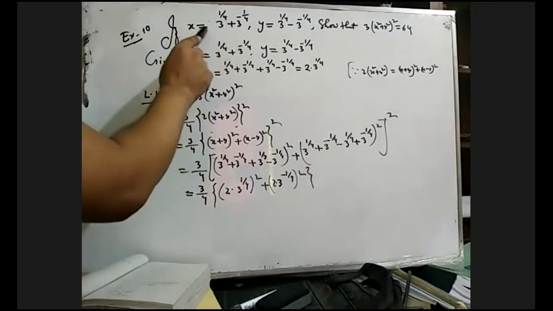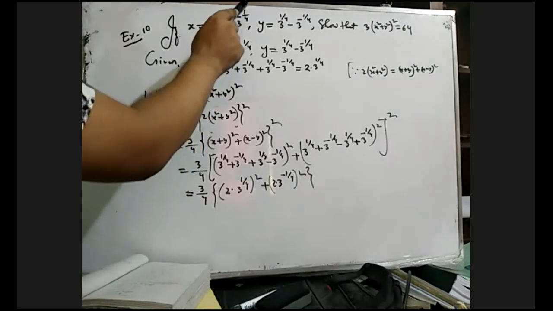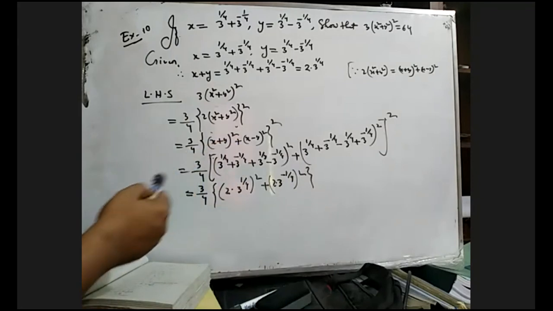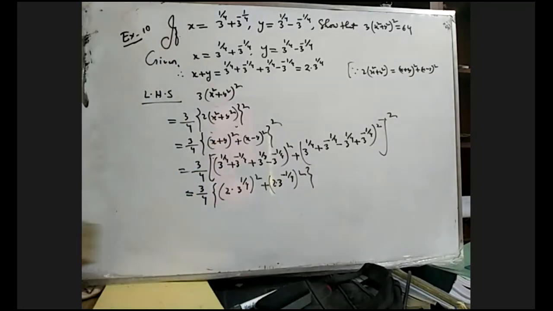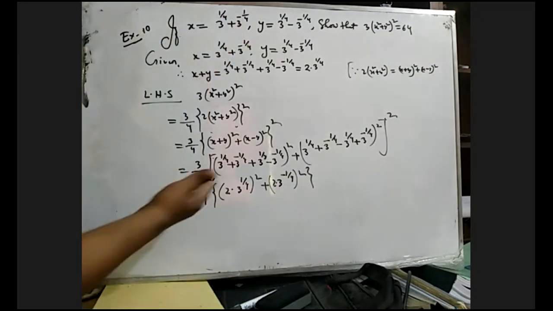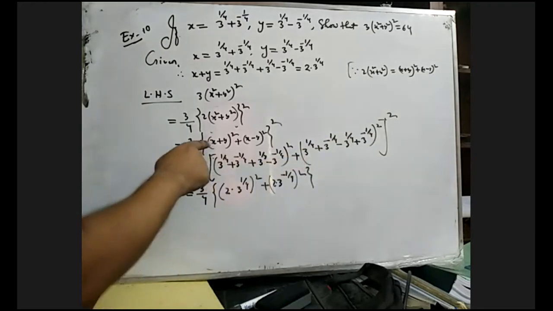3 given, sir. x equals to 3 to the power 1 by 4 plus 3 to the power minus 1 by 4. Just putting these values from the given condition, we can write this one. Just putting the value of x and y.